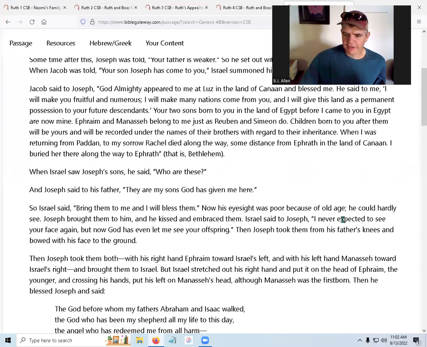Israel said to Joseph, I never expected to see your face again. Joseph had been sold into slavery and sent to Egypt, and Jacob, Israel, thought that Joseph was dead. Then suddenly, many, many years later, whoa, there's Joseph. And Jacob, I never expected to see your face again. But now God has even let me see your offspring. Then Joseph took them from his father's knees and bowed with his face to the ground, took the kids off him and then bowed again.